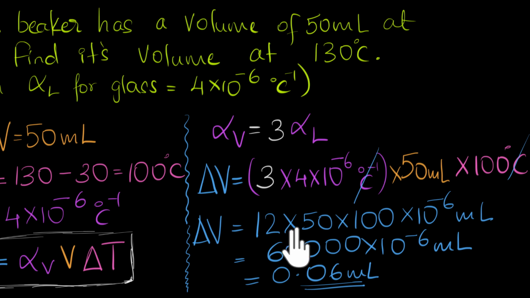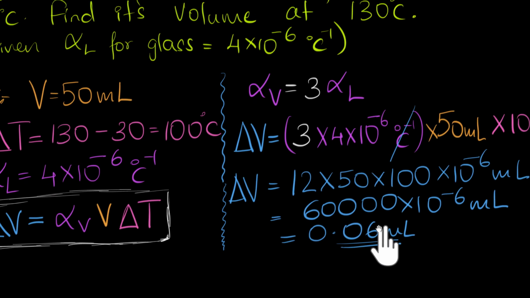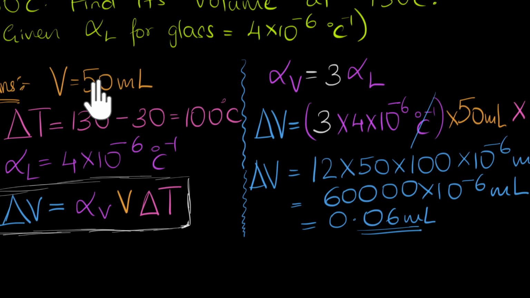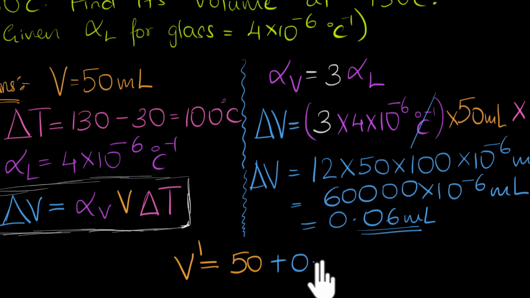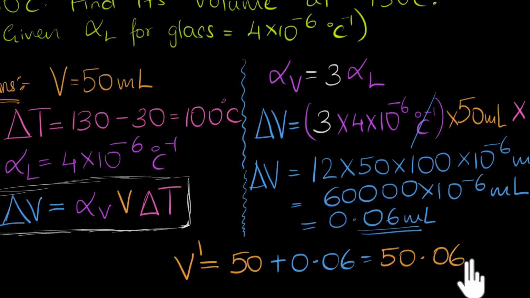But we need to find the final volume, right? Well, we can do that. Since we know what the initial volume was, 50. So initial volume is 50. Final volume would be just the initial volume, 50, plus the change. So it was 50, it increased by 0.06. So the new volume would be just 50.06 ml.